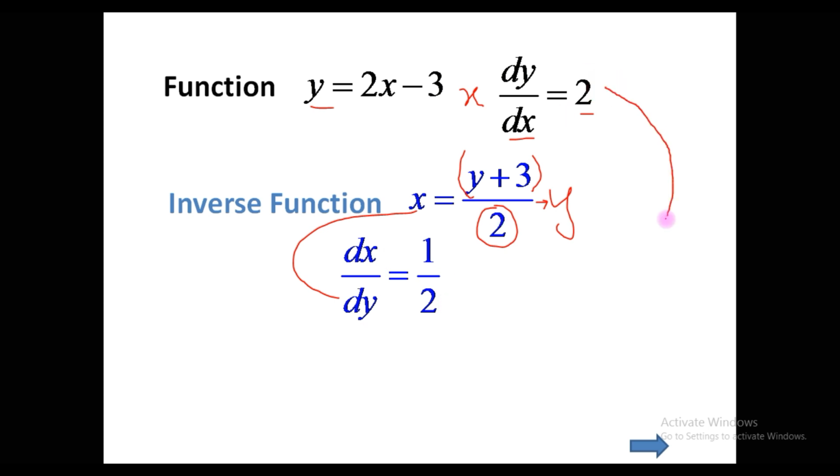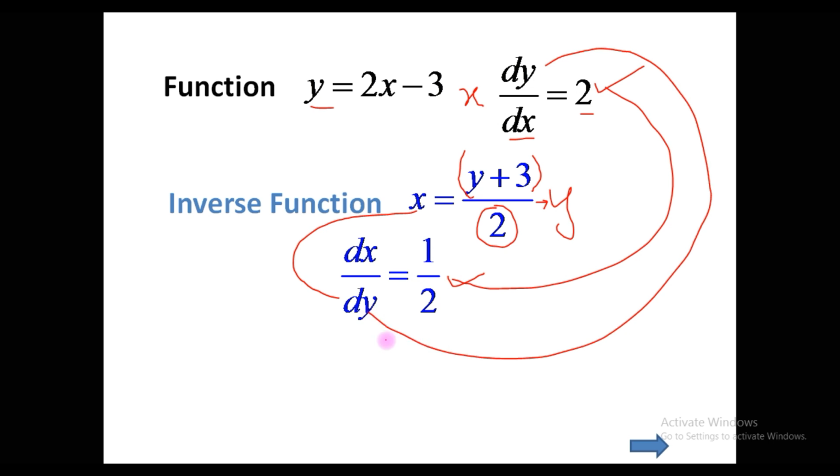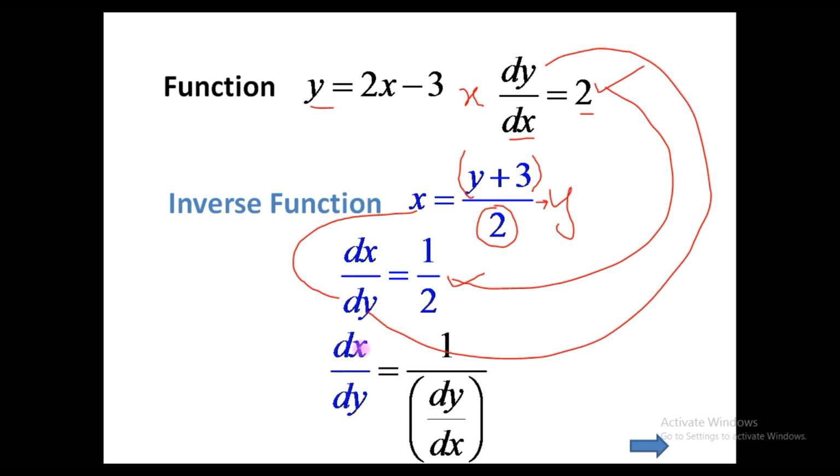Now by looking at these two things, what can we say? The answer for this is 2, while the answer for the inverse function is 1 upon 2. So dy by dx and dx by dy, is there any relation in it? If it is 2, it is 1 upon 2. Means these two things are also inverse of each other. So what I can write is dx by dy is equal to 1 upon dy by dx. I hope it is clear to all of you.